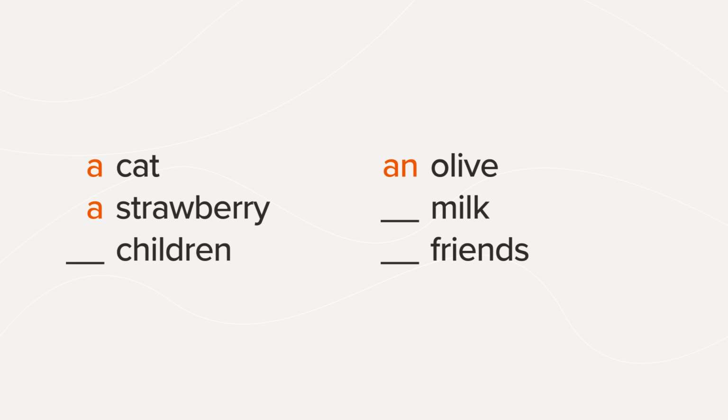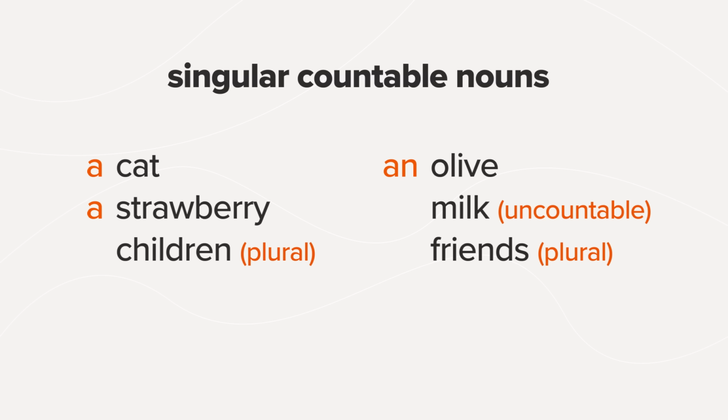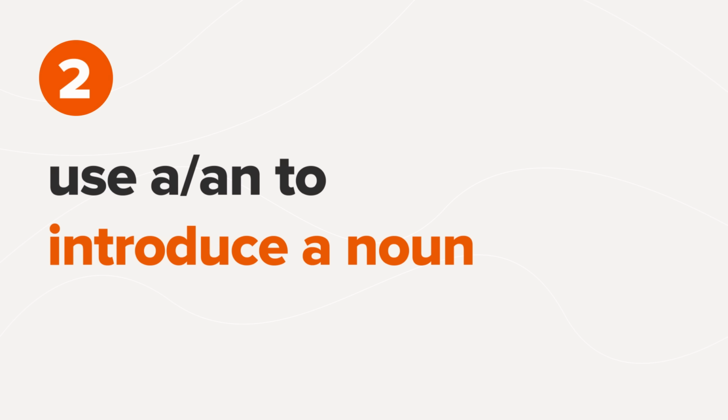Children and friends are plural nouns, so we can't use a singular a or an. And milk is uncountable, so we also can't use a or an. We only use a or an with singular countable nouns. Got it? Rule number 2. Use the indefinite article to introduce something for the first time.